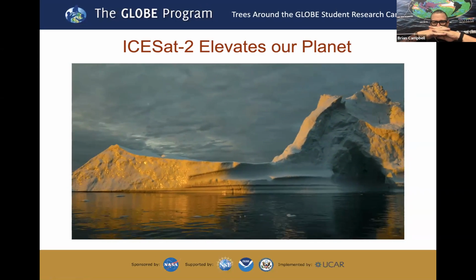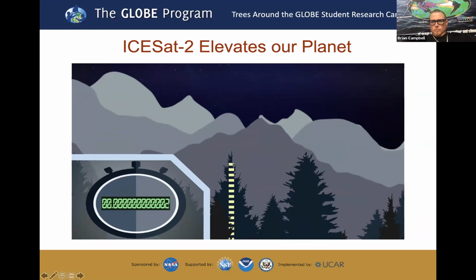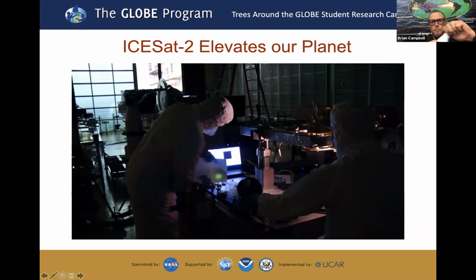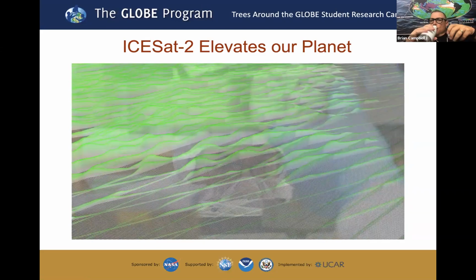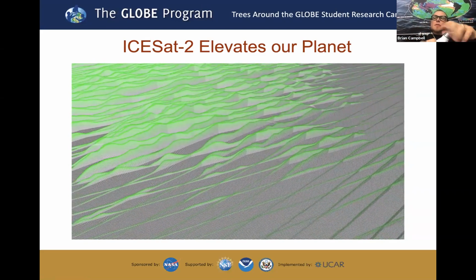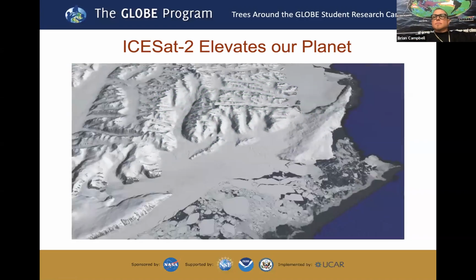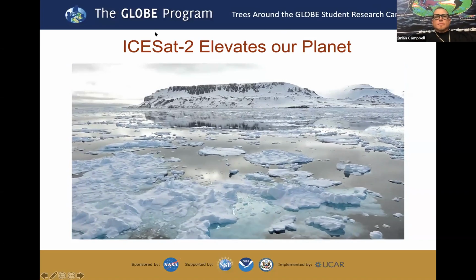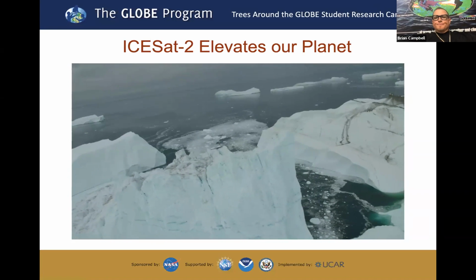We need to measure the time of flight of a single photon or a single laser pulse with a precision of 1 billionth of a second. NASA engineers had to come up with entirely new ways of measuring time very precisely. A billionth of a second translates to an elevation change precision of just a few centimeters. Climate change is amplified in the polar regions. ICET-2 is designed to measure those areas and will help us to understand what's going on with our planet.